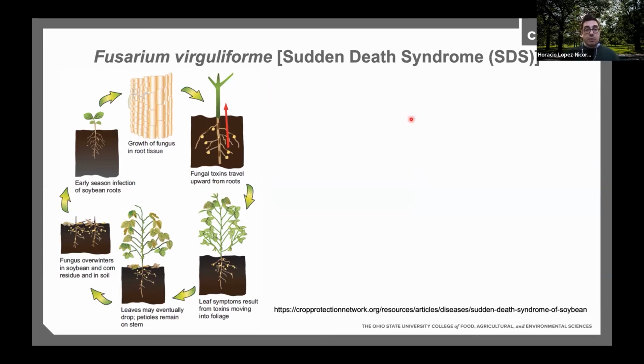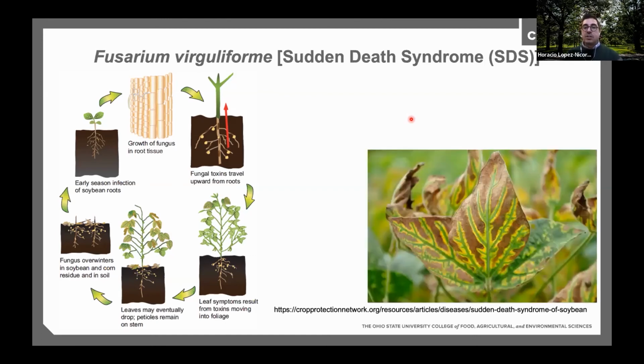During the season, the fungus will continue damaging the root, and by doing so, reducing yield, but it will also produce toxins that will be translocated to the above ground portion of the plant. And those toxins will produce those very characteristic symptoms.